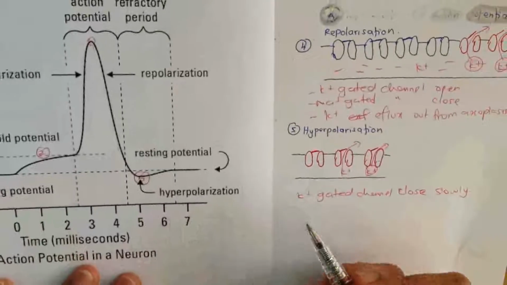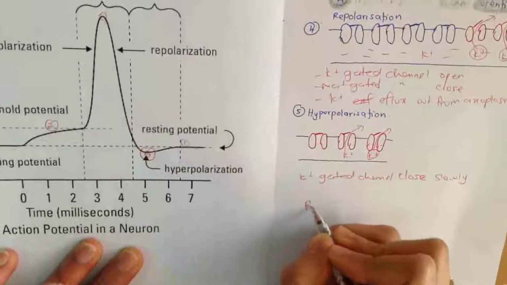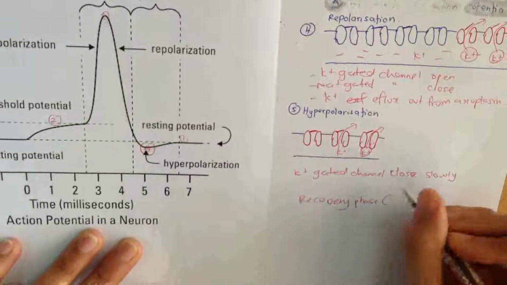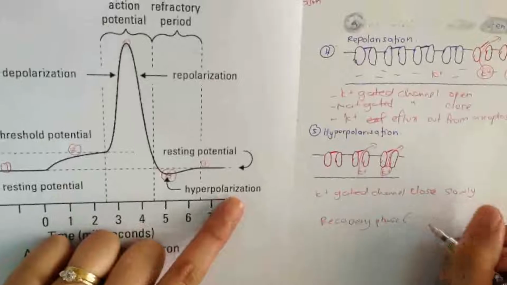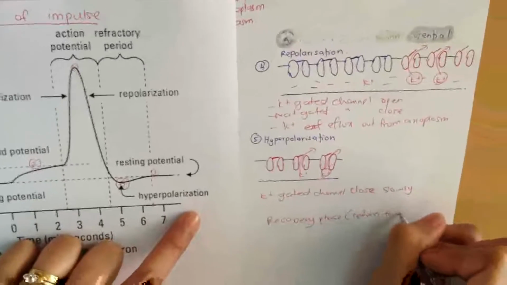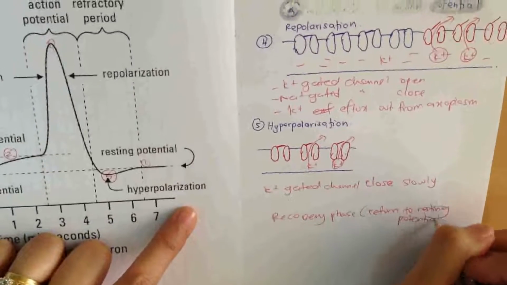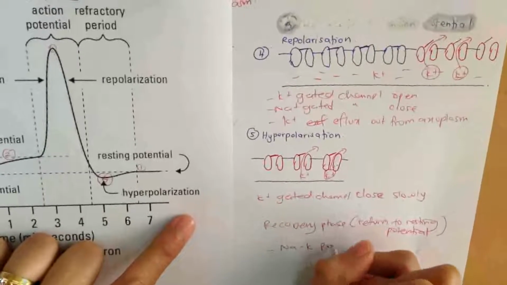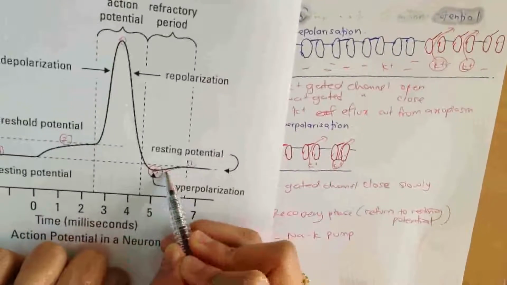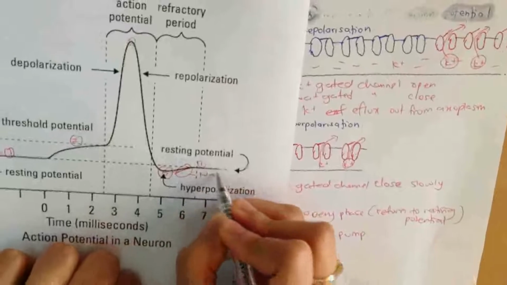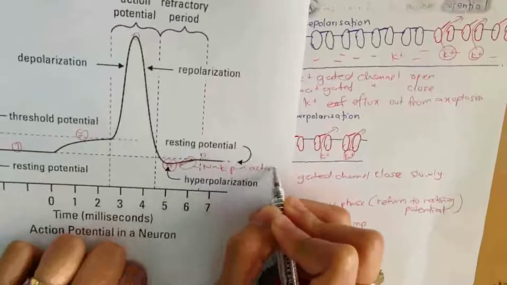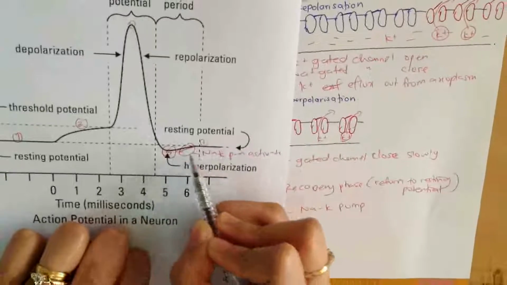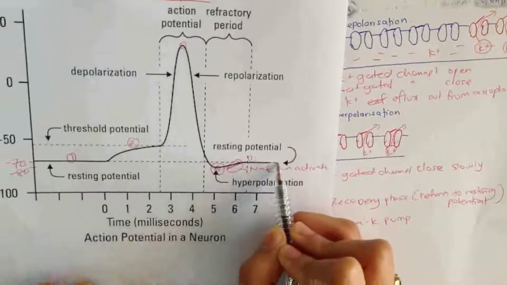To recover, this is the resting potential recovery phase. The recovery phase is where the hyperpolarization is returned back to the resting potential. How do we return back to the resting potential? We need to activate back the NAK pump. At this part here, the NAK pump starts to be activated back. When all the K plus channels close, the NAK pump will start to work and return back to resting potential. So the cycle will repeat again.